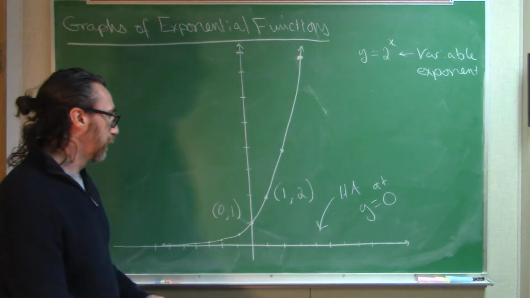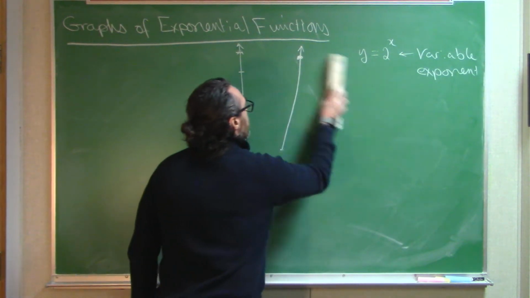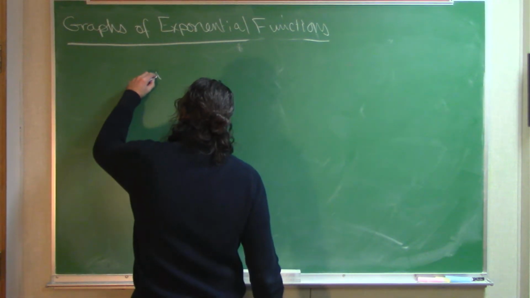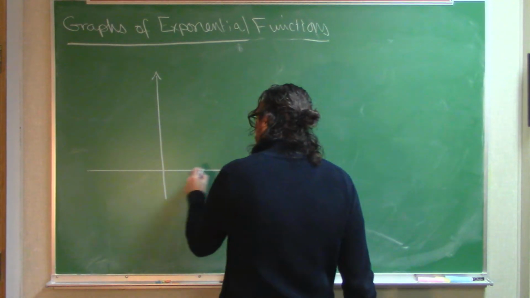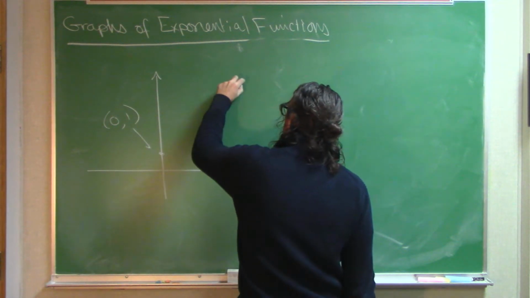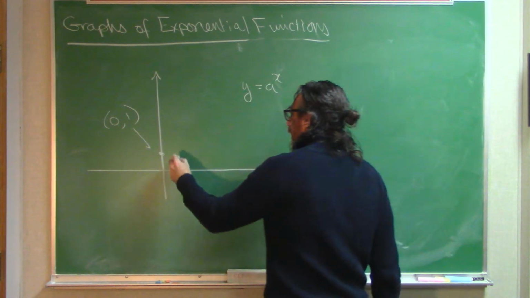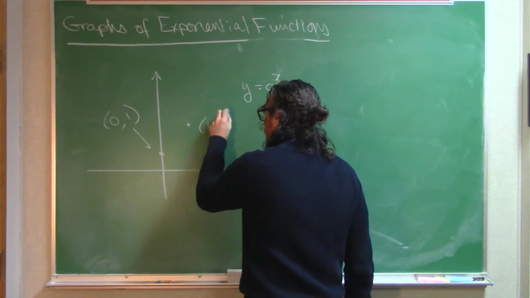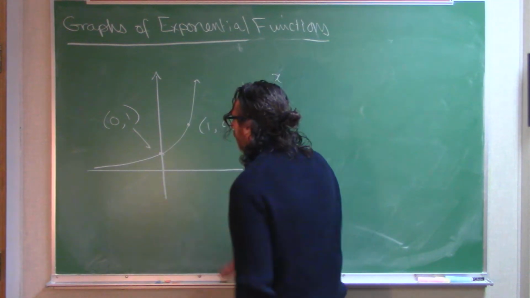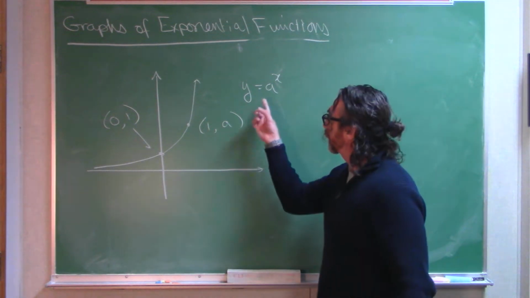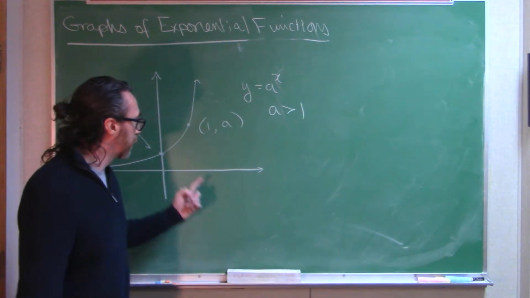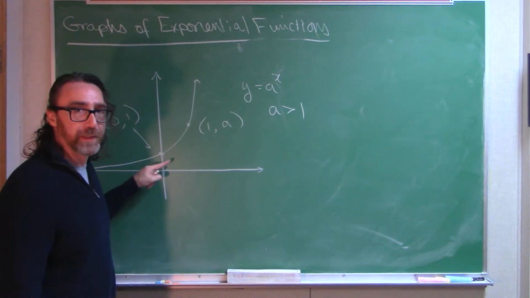Now, let me summarize it over here. So remember, our exponential functions will always go through (0, 1), and let's just use a to the x. They'll go through (1, a), and they'll have that hockey stick shaped curve that we just talked about, rising very sharply over here, flattening out over there. Now this assumes that your base is bigger than 1. If your base is bigger than 1, then you're going to rise from here to here.